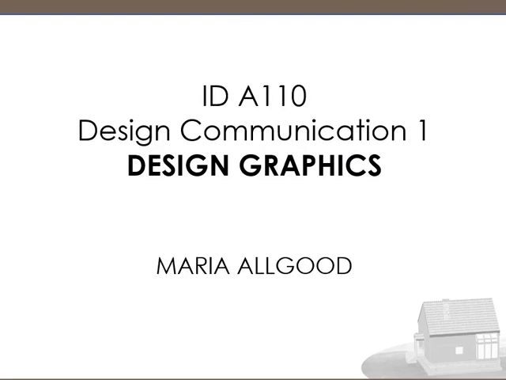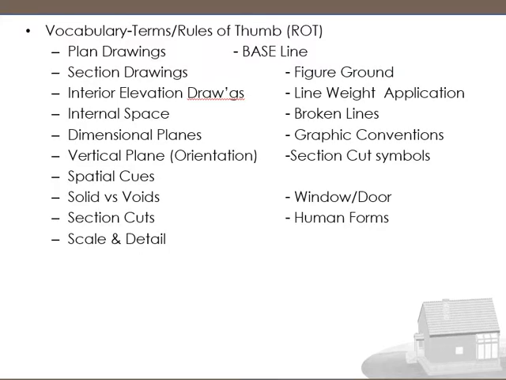So right now, this is our next little section here. We're going to go to the next phase. We are going to talk about some of this vocabulary. These are some of the things that we have seen in the past. And you've got your plan view drawings, section drawings, interior elevations. We sure know what those are. What are internal spaces? Some of the different kinds of vertical planes, spatial cues. These are just different little verbiage that we're going to walk you through as we go through this presentation.